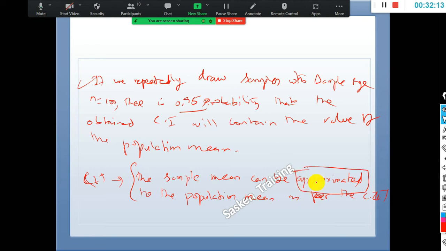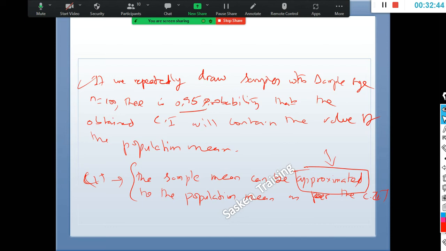This is very, very important. The approximation is not the exact value. That is the reason we are giving the interval. There is a 0.95 probability, not percentage, or you can say 95% chance, that the obtained confidence interval for that sample will contain the value of the population mean if you repeatedly draw samples with sample size n equal to 100. So you need to remember this statement.